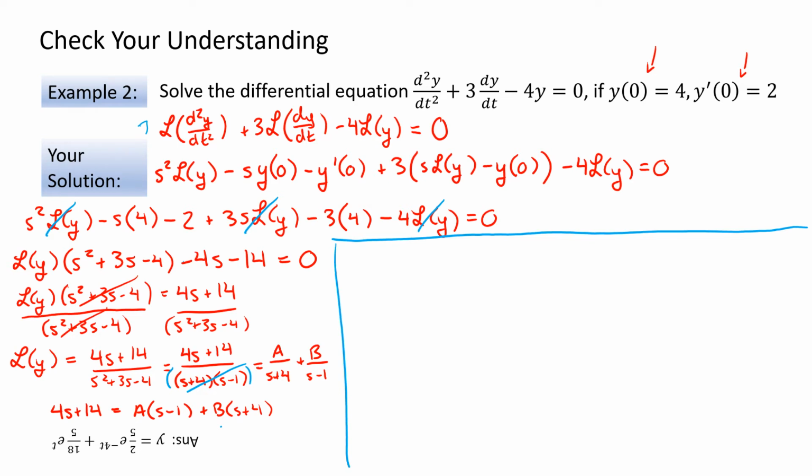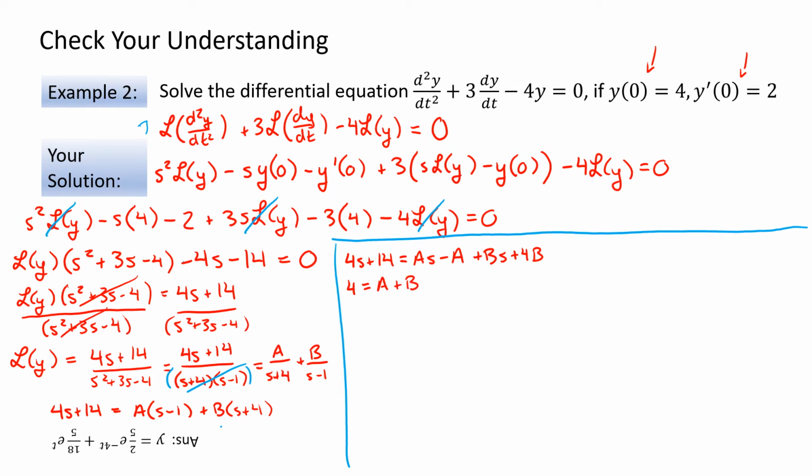So now if I multiply this out, I get 4s plus 14 is equal to a times s minus a, multiplying that out, plus b times s plus 4 times b. Okay? Now remember, we looked at combining all the terms that had the same s or s squared term to solve for the partial fraction terms a and b. So for the terms with an s in front of it, we have 4 on the left-hand side. On the right-hand side, we have a plus b.